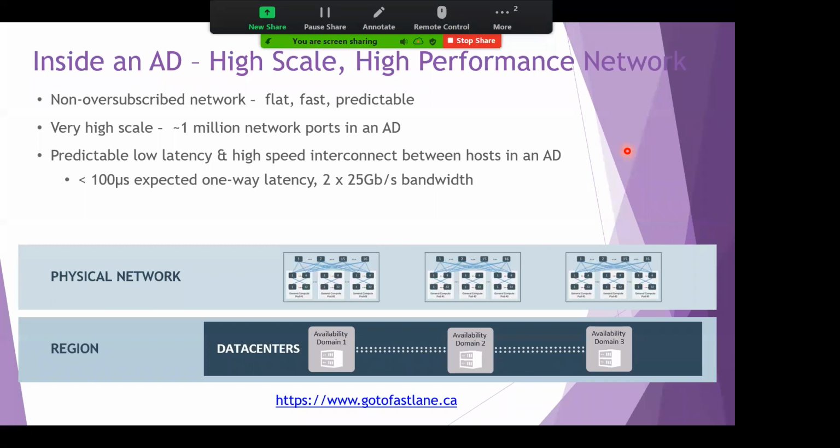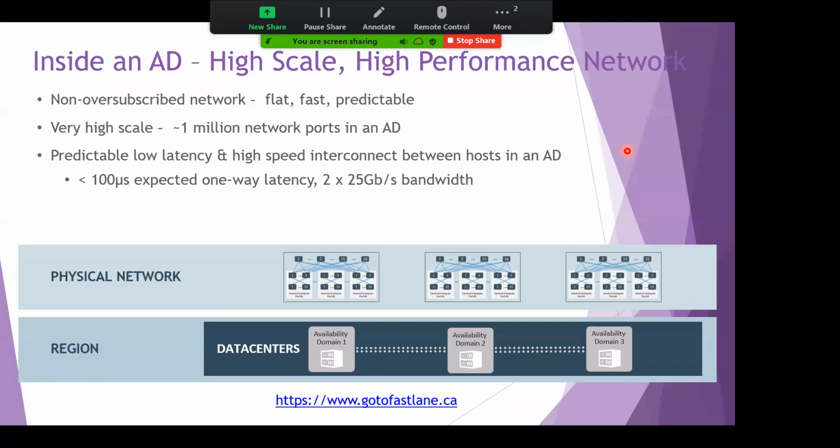In case there are multiple devices trying to connect to the same switch port, it is done to optimize the performance, but sometimes it can also lead to degradation of the performance. That's called oversubscription. In Oracle, as Abhishek said, it's a non-oversubscribed network, so everybody has an assured level of performance.